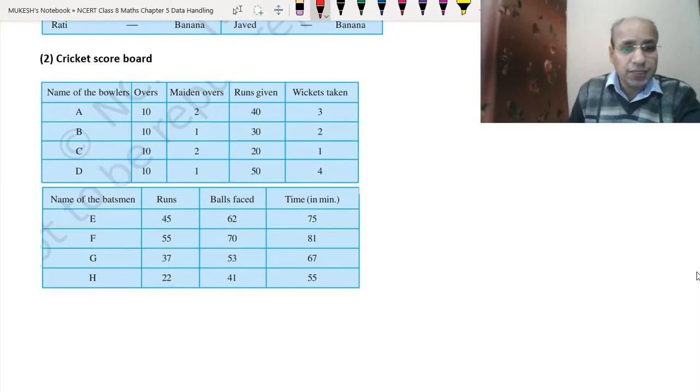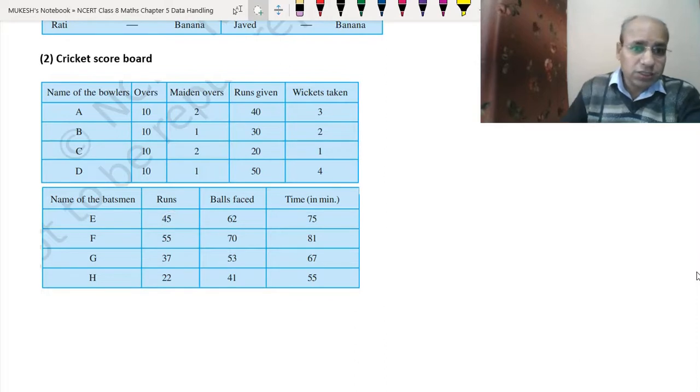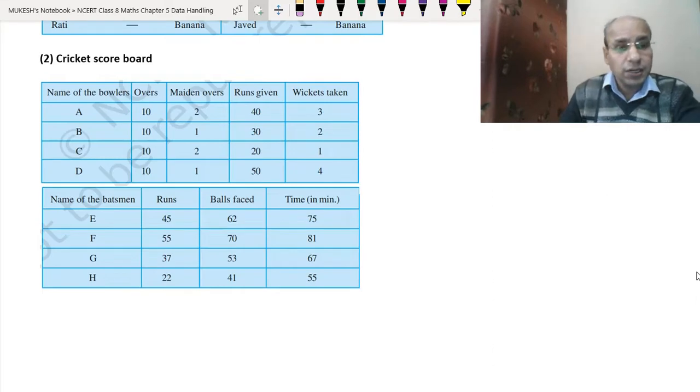Like you can see here, this C has the best performance of every bowler, because he has given the least number of runs. He has 2 maiden overs, where no run was given, and he has taken 1 wicket. But if you go by the number of wickets, then A is better, then D is better. So this is how we can see the performance of bowlers, and this is the performance of batsmen: the number of balls faced, the number of runs made. So this is how we can see the performance of a cricketer in the cricket match.